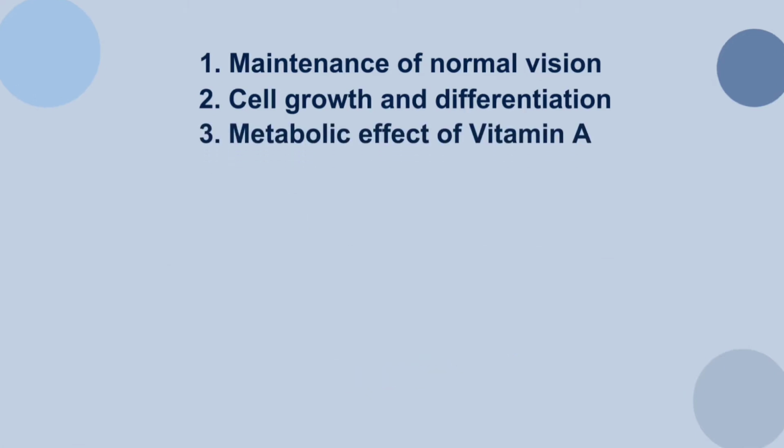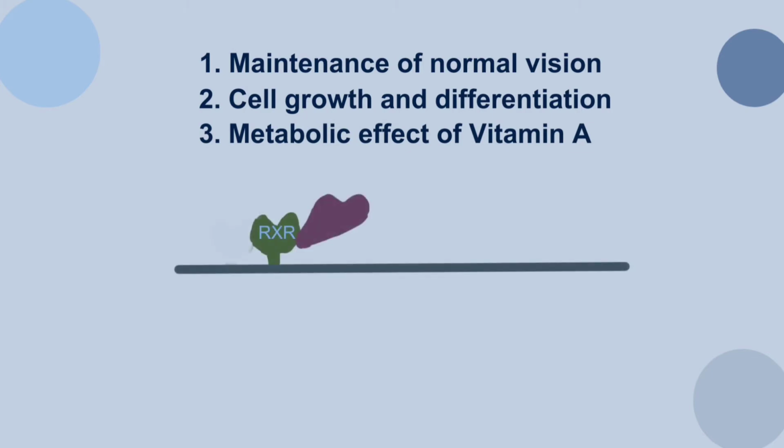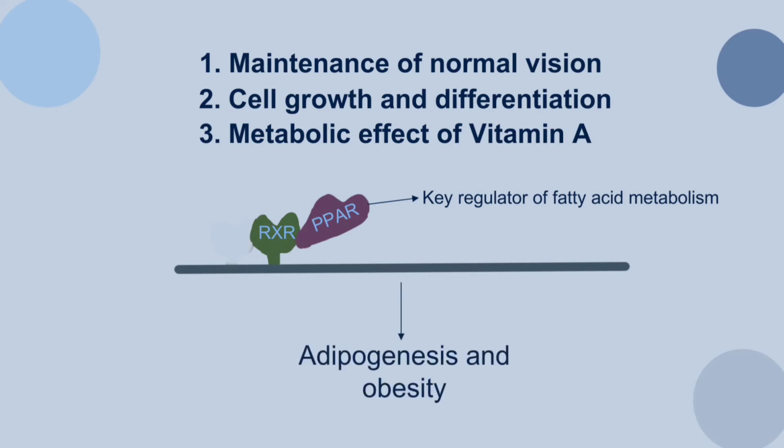The third important function is the metabolic effect of vitamin A. The RXR receptor also forms a heterodimer with the PPAR receptor, which is the peroxisome proliferator activated receptor. This PPAR is a key regulator of fatty acid metabolism. Since RXR forms a heterodimer with PPAR, vitamin A also controls adipogenesis and it may also cause obesity in some cases.